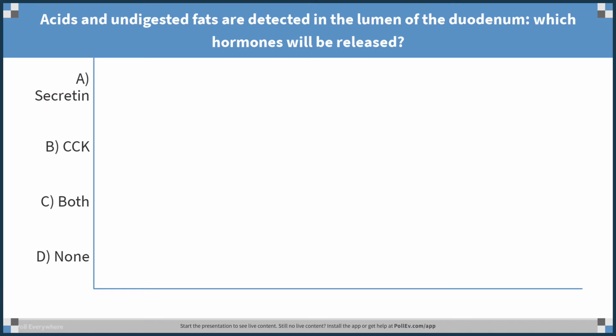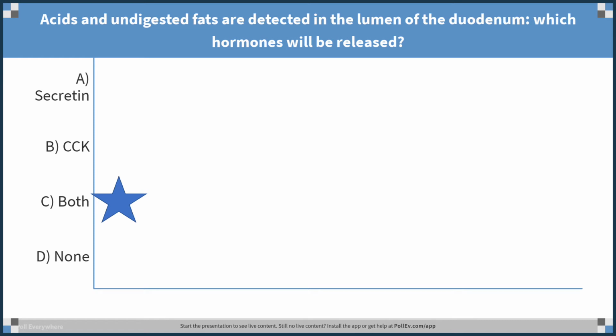Quick check for understanding. Let's say we have acids and undigested fats that are detected within the lumen of the duodenum. Which hormones will be released? A, secretin, B, CCK, C, both, D, or none. If you said both, you are correct.